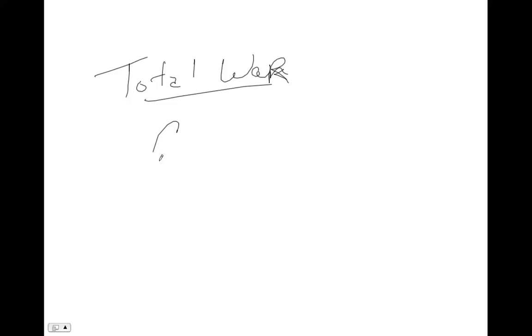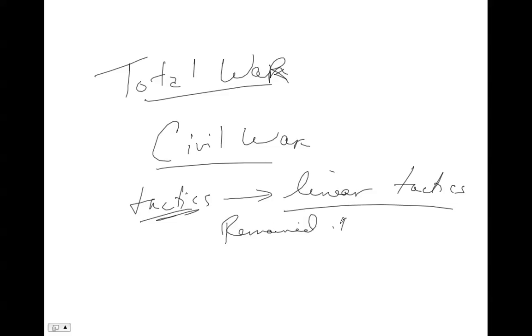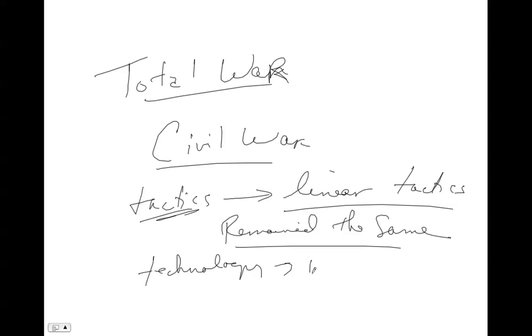Well, I explained this to you when we talked about the U.S. Civil War. Basically, we had a situation in which tactics, and they were still using linear tactics at this point, remained the same. However, the technology was much more advanced than the tactics.